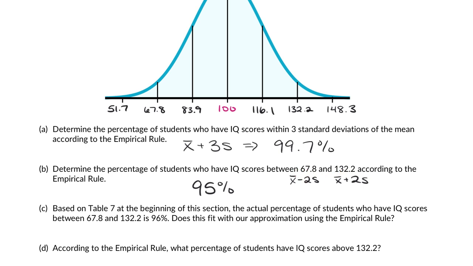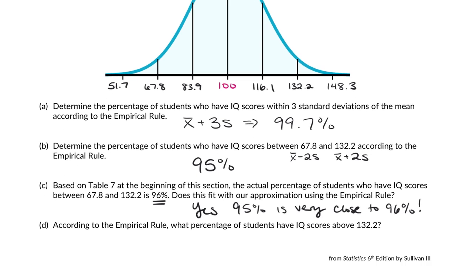Now, based on the actual table at the beginning of the section, the actual percentage of students who have IQ scores between 67.8 and 132.2 is 96%. Does this actually fit with the empirical rule? Yes, it does. 95% is very close to 96%. So this makes sense.